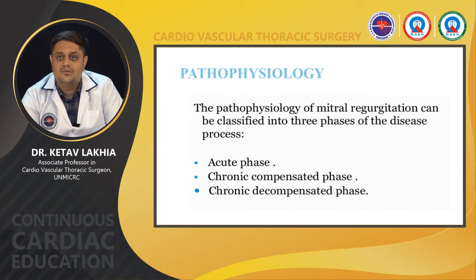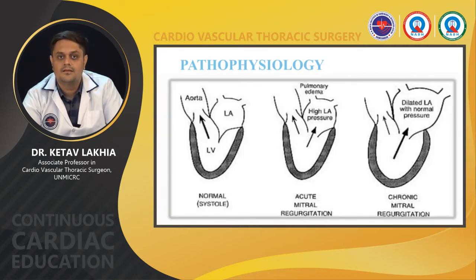So the pathophysiology of mitral regurgitation can be classified into three phases of the disease process: the acute phase, the chronic compensated phase and the chronic decompensated phase. Here we can see the normal LV, where blood flows from LA to LV to aorta. In acute mitral regurgitation, usually there is acute failure which leads to acute volume overload. So the LA pressure increases, which leads to pulmonary edema and the acute symptoms arise.